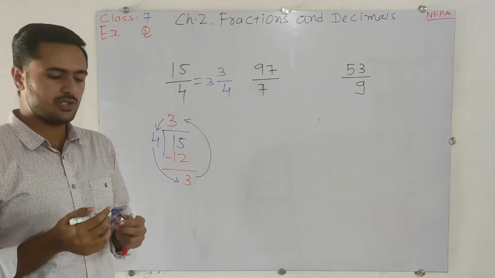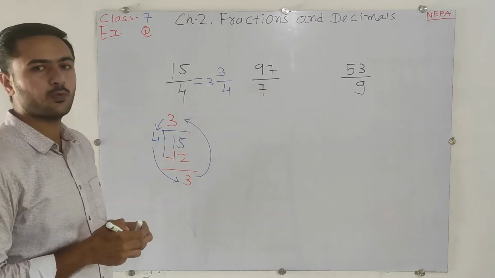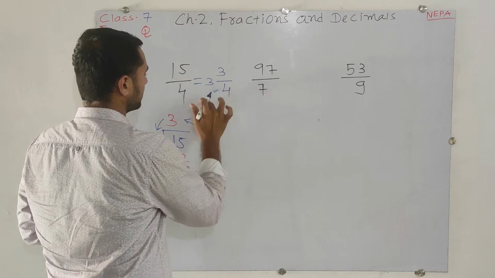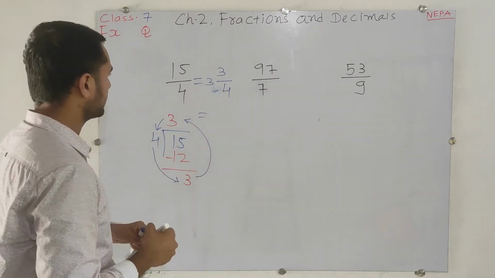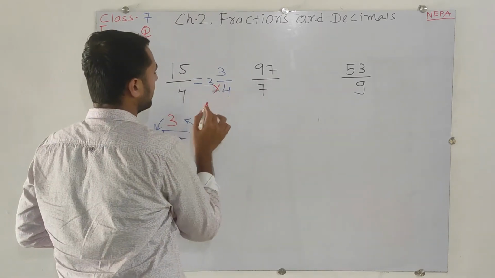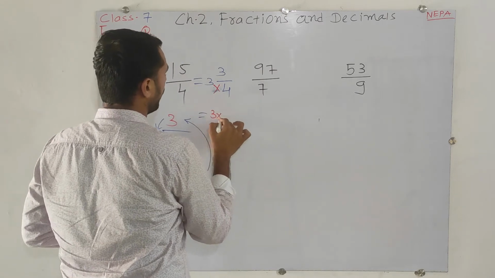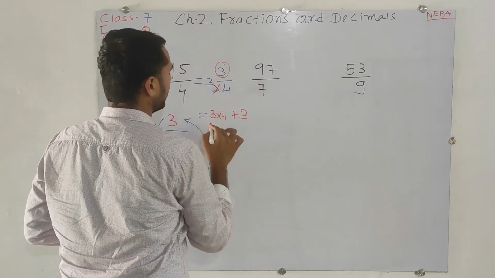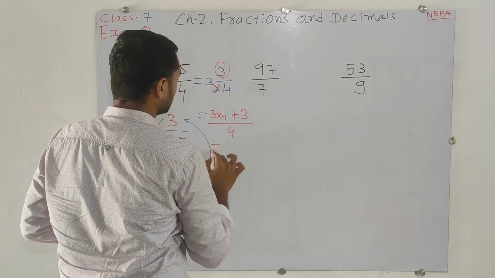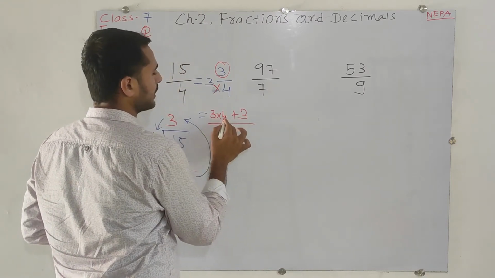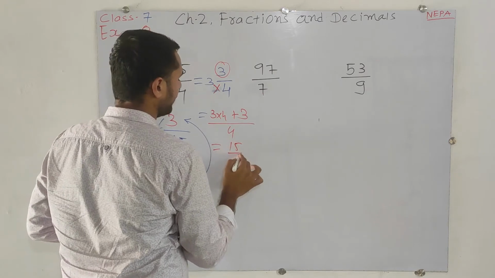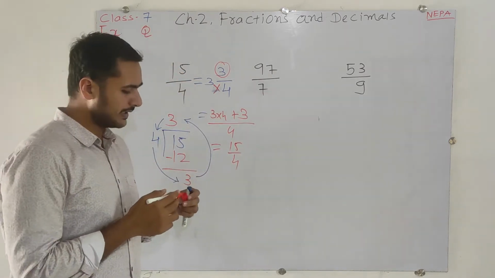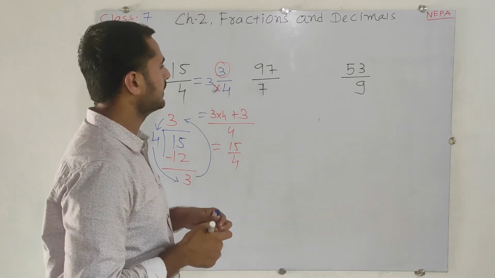And if you want to verify whether the answer is correct or not, what will we do? We will do the multiplication of these both numbers. Let me use another color so you can identify easily. Here 3 multiplied by 4 plus the numerator, divided by 4 as it is. So 3 4s are 12, 12 and 3 is 15, 15 by 4. So our answer is the correct one. Now the next one is 97 divided by 7.